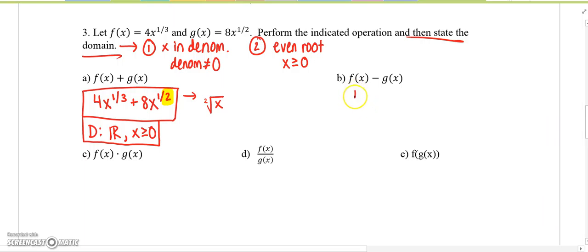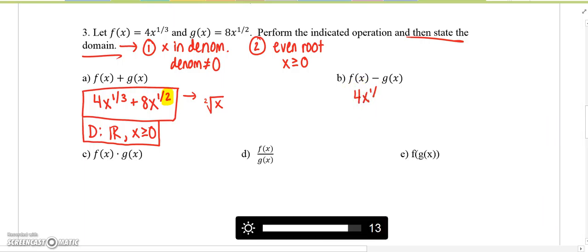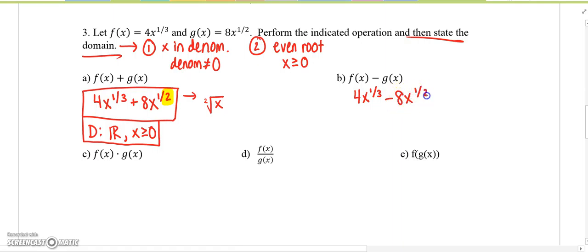Okay, subtraction's the same thing. We just set it up. One thing to be careful of is make sure you subtract the entire thing. All right, we tend to forget that. Here they're not like terms, so that's as far as I can go anyway. And my domain, again, start with all reals. Once again, I have that even root, so x has to be greater than or equal to 0.